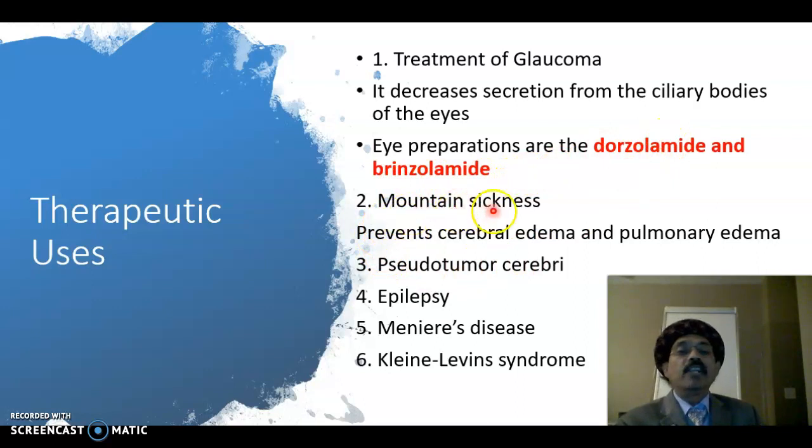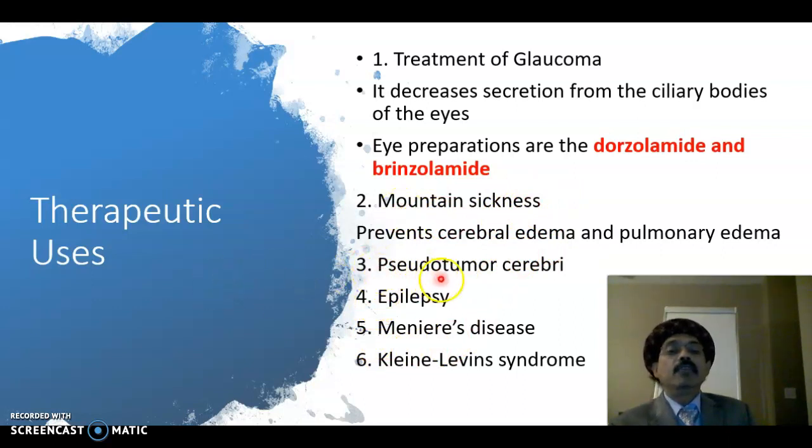Mountain sickness, it is used for the management of mountain sickness. If a person climbs to 10,000 feet very quickly within a day, they may develop mountain sickness characterized by nausea, vomiting, vertigo, weakness, and palpitation. That may happen due to pulmonary edema and also cerebral edema. This medication will cause metabolic acidosis, that will decrease the pH of the CSF, plus it will cause diuresis. So there will be relief from mountain sickness.